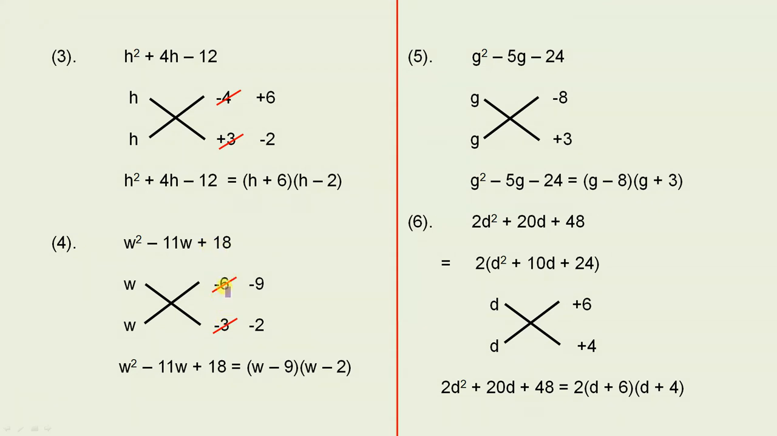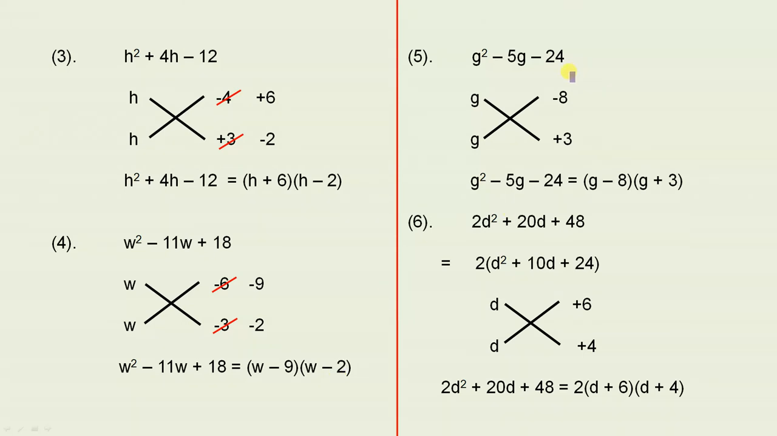Let's check the cross multiplication. Minus 6w minus 3w is minus 9w. That does not give us minus 11w. Let's check minus 9 and minus 2. Minus 9 times minus 2 is plus 18. Minus 9w minus 2w is minus 11w. And that works, so the factorisation of that trinomial is w minus 9 times w minus 2.